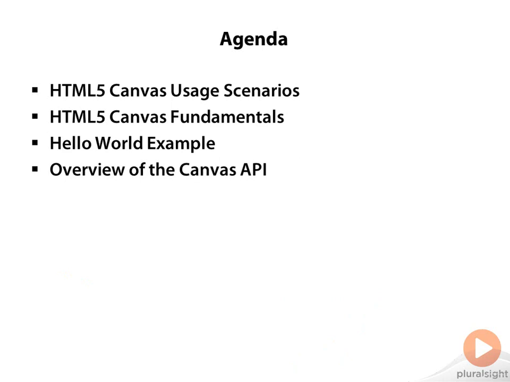Then I'll introduce a step-by-step approach to getting started with the Canvas, put those steps into action with a Hello World example, and then provide an overview of the Canvas API, and we'll break those functions and properties into different categories, such as functions you can use to draw shapes, work with text, perform transformations, and other types of features available with the Canvas API. So let's get started by taking a look at different ways you could use the HTML5 Canvas in your web applications.